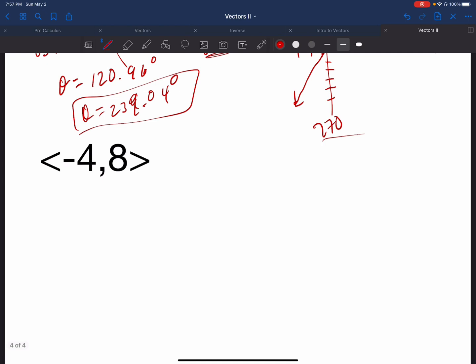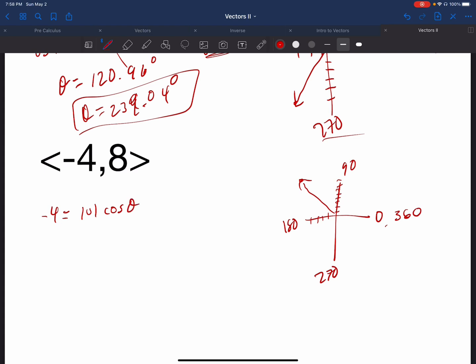Let's start plotting the next example just to figure out if we're in the top two quadrants or the bottom two quadrants. So in this case, it's going to be negative 4, comma, positive 8. So it'll be somewhere up here in quadrant 2. Again, my answer should be between 90 and 180. And since I'm in the top two quadrants, when I solve for the equation, it should give me my answer. So in this case, it will be negative 4 equals the magnitude of u times the cosine of theta.